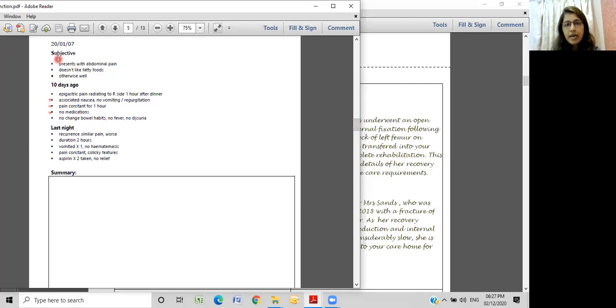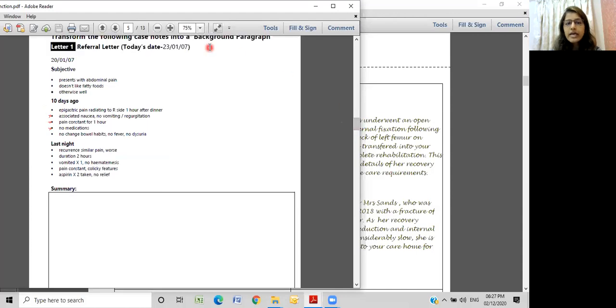Make sure your timelines are correct. You have 3 timelines here. They presented to you on 21. This is something that happened on the previous night. This is something that happened 10 days ago. And you are writing this letter on 23. Right? So this is a real challenge for all of you here. And you may need to use perfect tenses here to make sure that your timelines are clearly described.